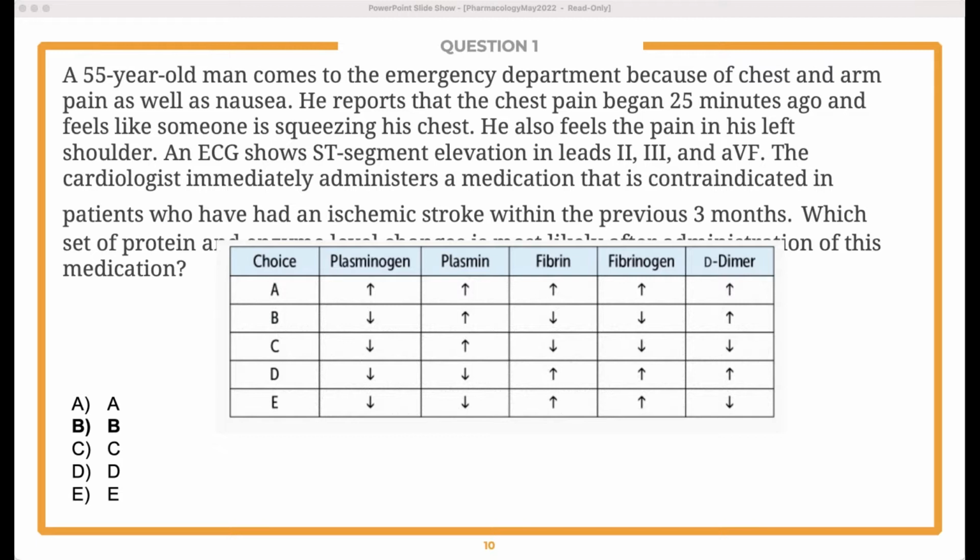We also can't give this drug to people who've had structural cerebral vascular lesions, ischemic strokes within the past 3 months, or aortic dissections, and they told us he's had an ischemic stroke. So we know we can't give this medication to them. It is contraindicated in this patient, right? That is contraindicated in patients who have had an ischemic stroke within the past 3 months. So the drug that we're talking about is going to be this TPA mimetic.